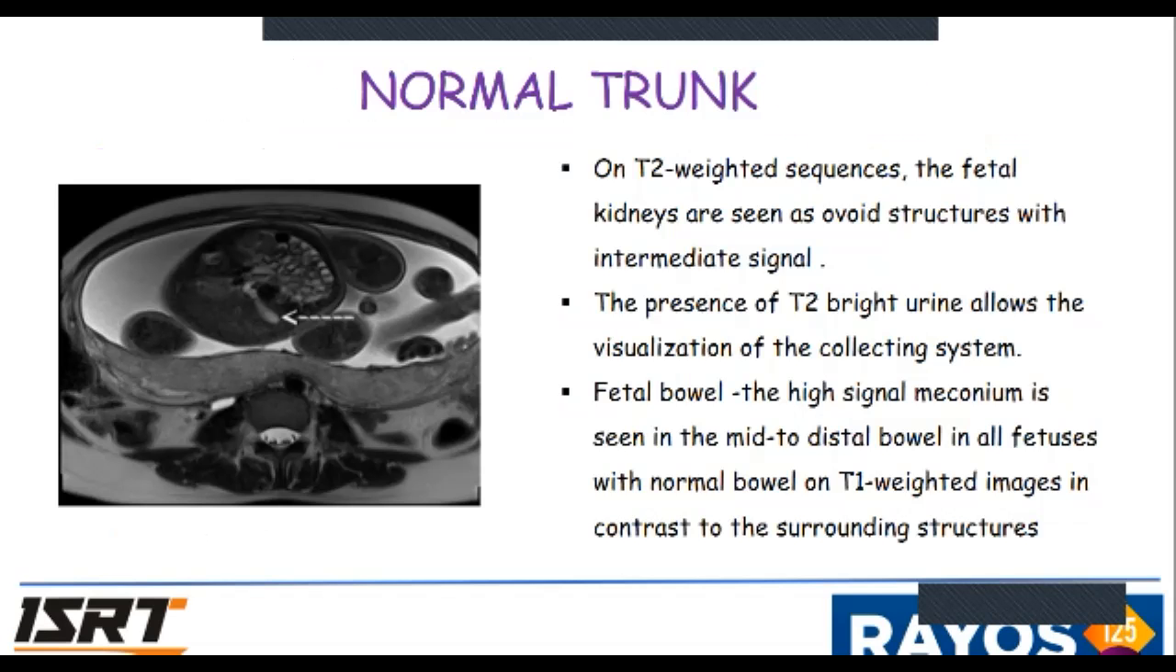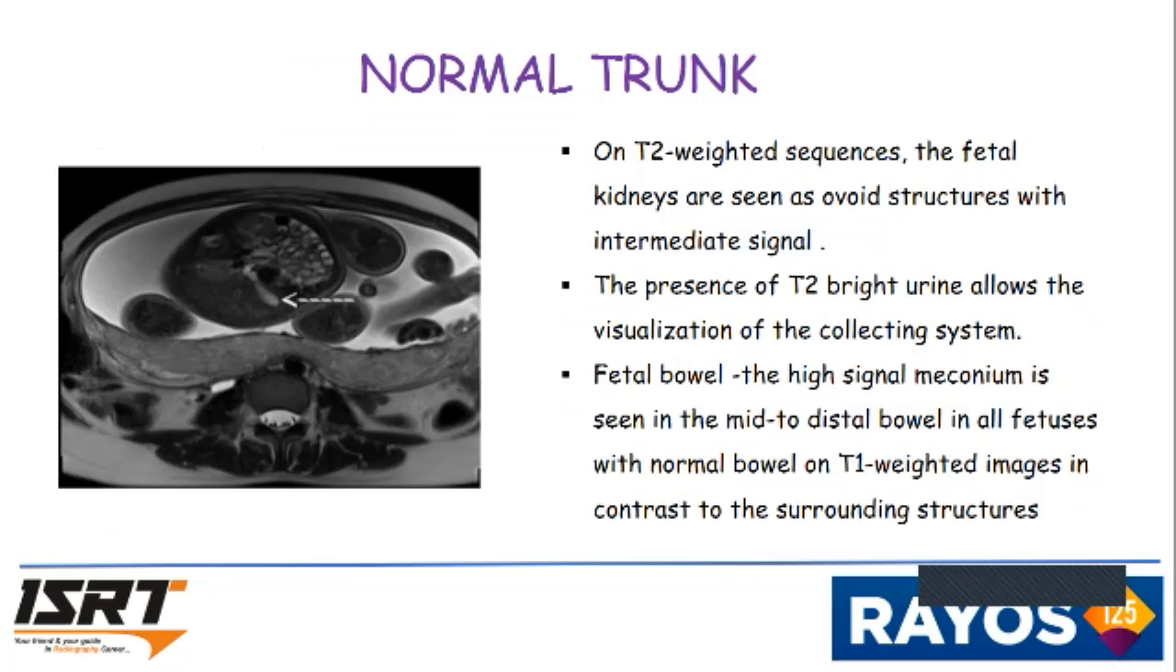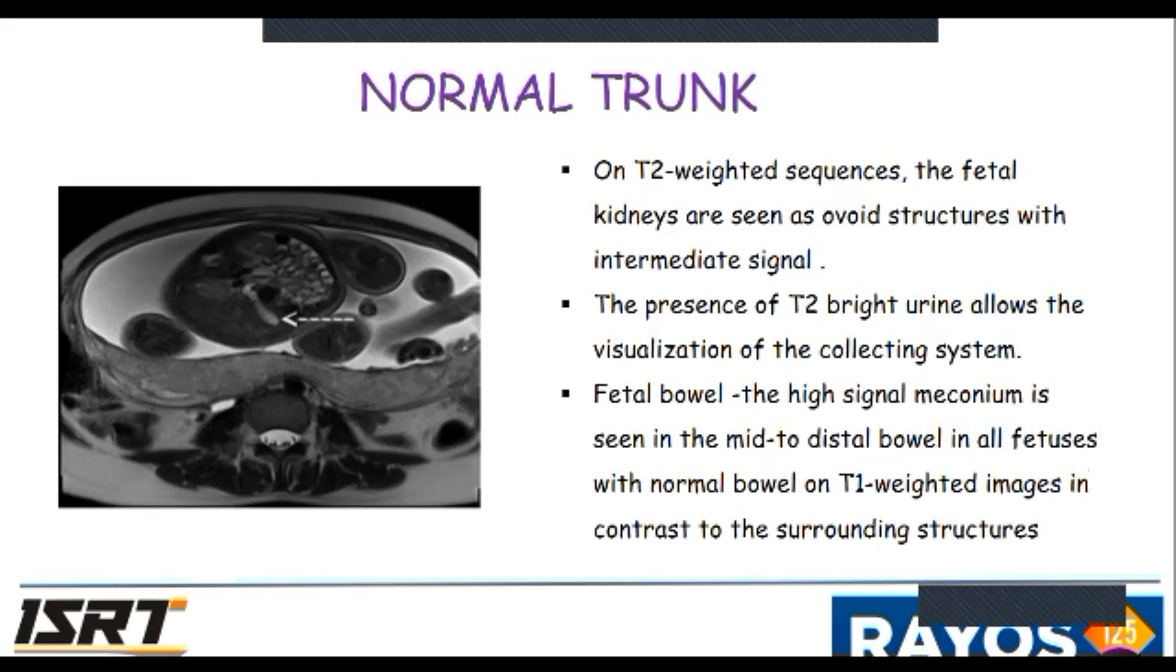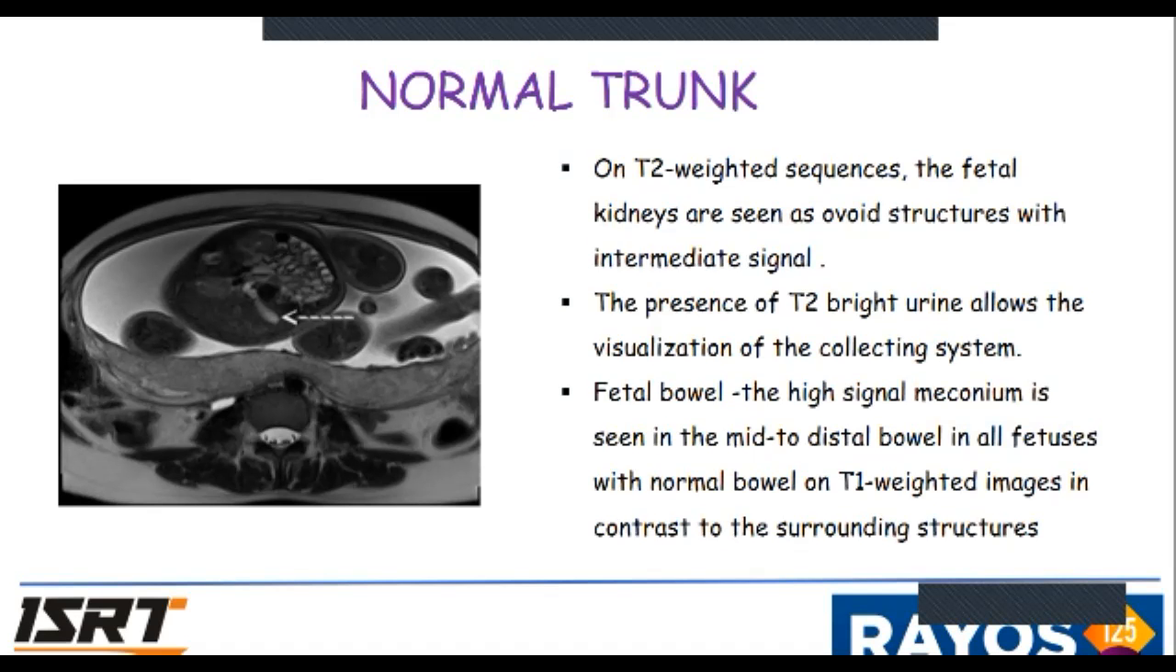How does the normal trunk appear on T2 weighted sequences? The fetal kidneys are seen as ovoid structures with intermediate signal. The presence of T2 bright urine allows visualization of the collection system. And in the fetal bowel, the high signal meconium is seen in mid to distal bowel in all fetuses with a normal bowel, on T1 weighted image, in contrast to the surrounding structures.